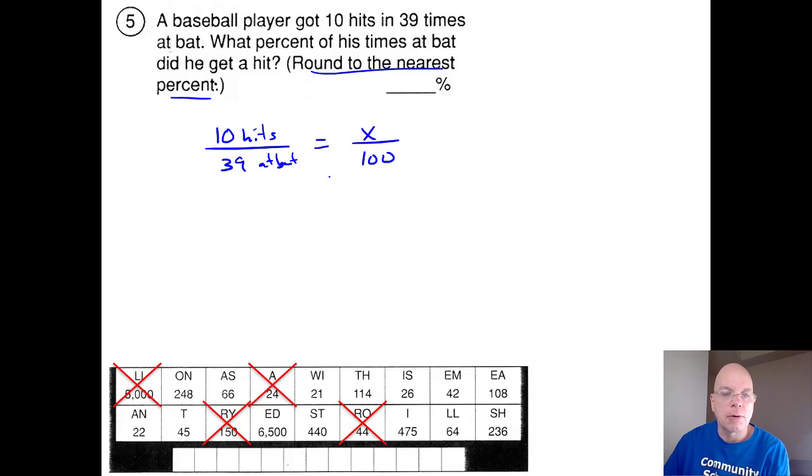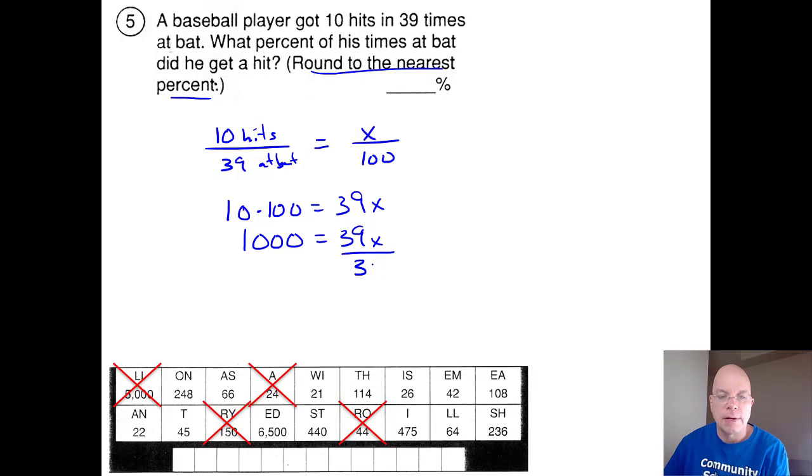I'm going to set up a cross product equation because I don't see any nice scale factors here. 10 multiplied by 100 equals 39 multiplied by x. 1000 equals 39x. I don't want to know what 39x is. I want to know what x is. So I divide by 39 to find 1x, which is x. And by property of equality, I have to do that on the other side of the equation as well.